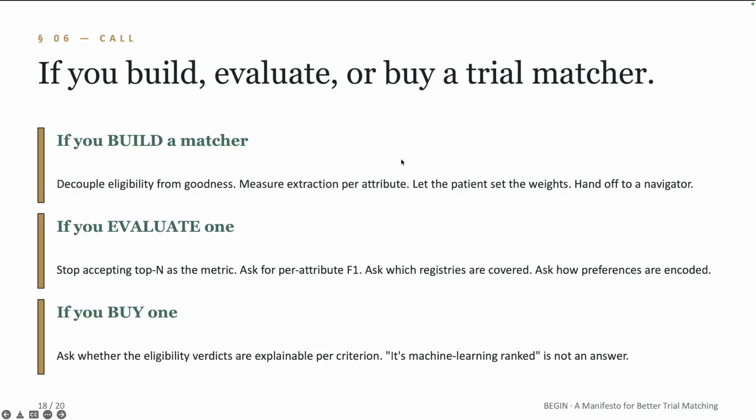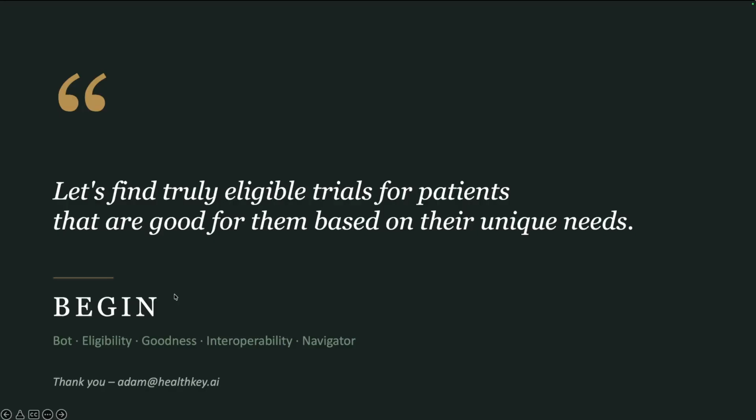So regardless, whether you're building one or you're evaluating one, decouple eligibility from goodness. If you're building one, measure extraction per attribute, let the patient set the weights of the various factors, hand it off to a navigator. If you're evaluating one, don't look at top N as the metric. Ask what the accuracy is per attribute. If you're evaluating one, ask which registries are covered. Ask how you're getting patient preferences. If you're buying one, ask whether the eligibility verdicts are explainable per criteria. It's machine learning ranked is not an answer.